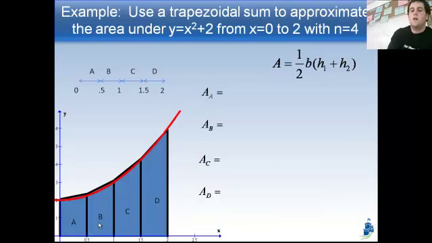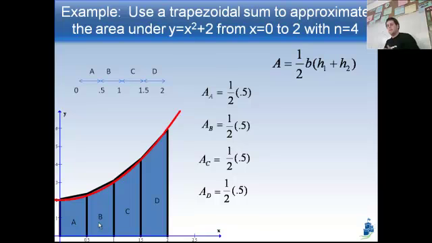Okay, so we have our 1/2. That's going to be in all of them. The base for all of them in this case is the same. What is it? 0.5. Right, they're all 0.5 wide. So all of these are going to be 1/2 times 0.5 for the left side of the equation. Then we just have to do our heights.